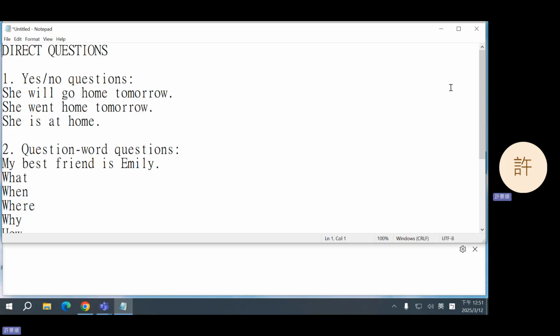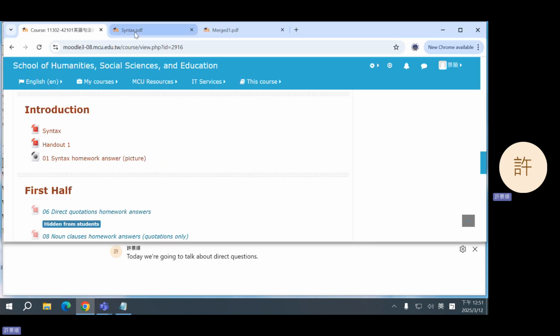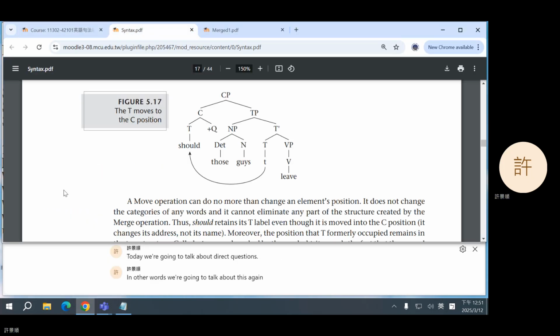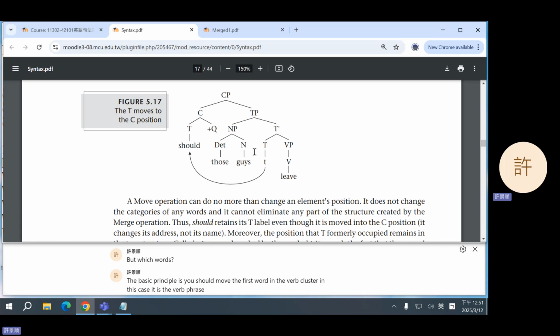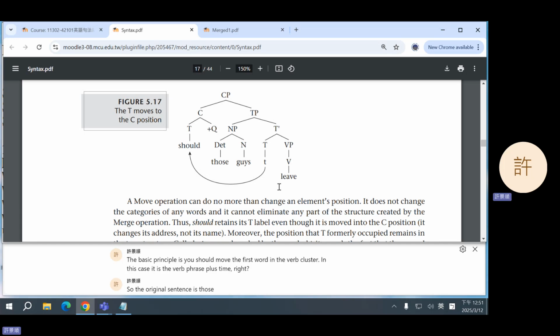Today we're going to talk about direct questions. In other words, we're going to talk about this again. Remember this? When in English you ask a question, you have to move some words to the front. But which words? The basic principle is you should move the first word in the verb cluster. In this case, it is the verb phrase plus time. Right? So the original sentence is those guys should leave.